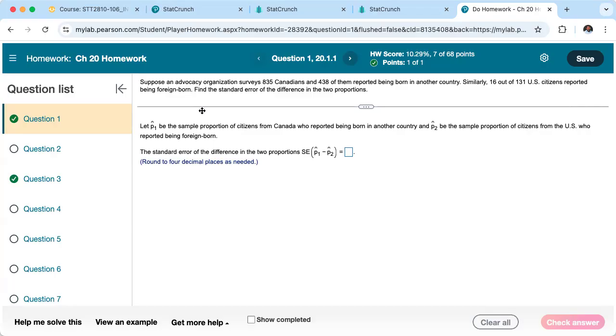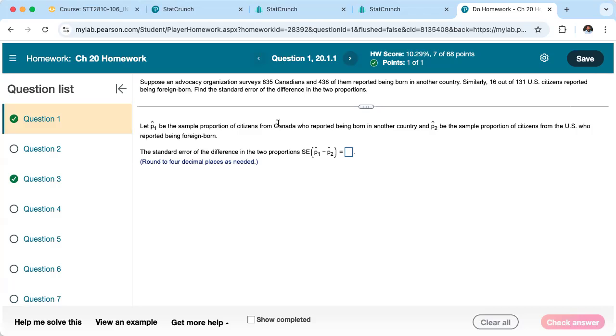So then let's try to get our data. Since p1 is for the Canadians, we come back to our problem. It says that the advocacy organization surveys 835 Canadians. So n1 is 835. And out of that, 438 of them reported being born in another country. So x1, which is the number of successes, the number of foreign born, is 438. I chose n1 and x1 to be Canadians because the question guided me to do so. Is that okay? Now let's get to n2 and p2.